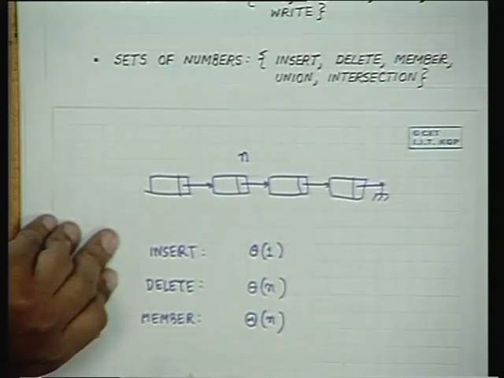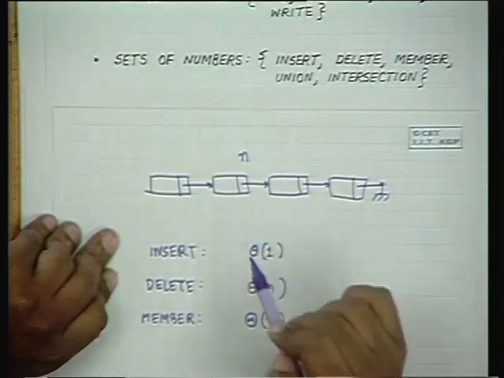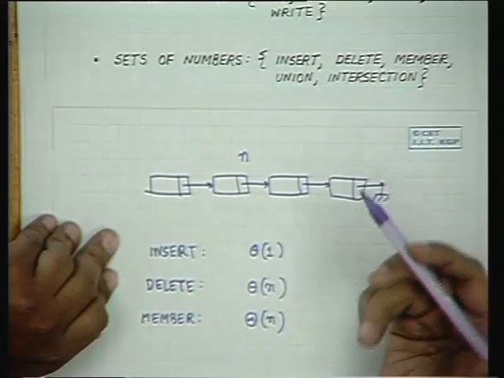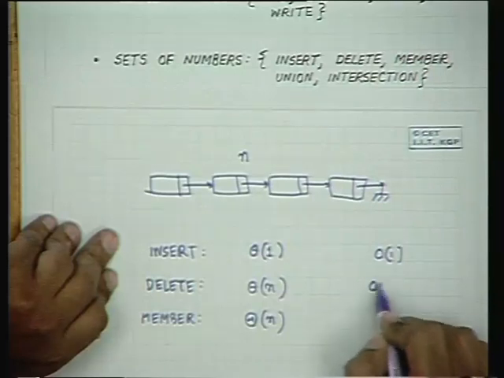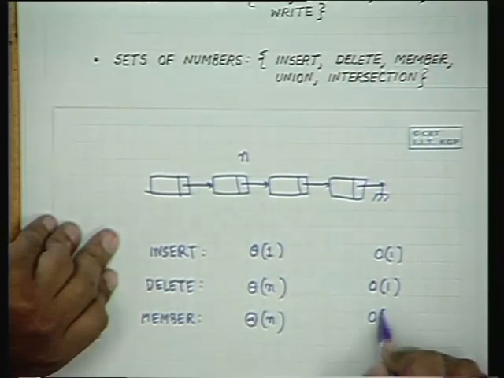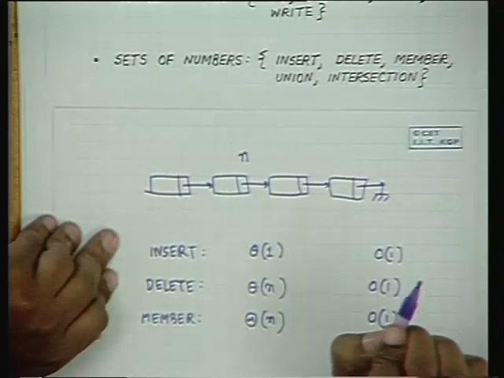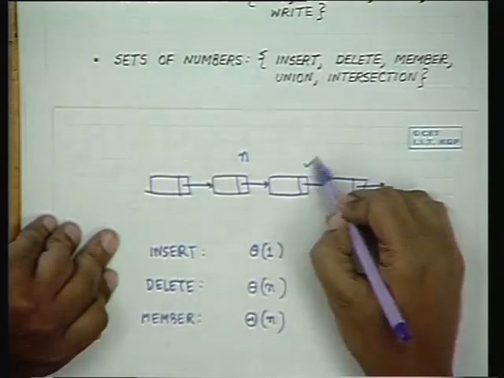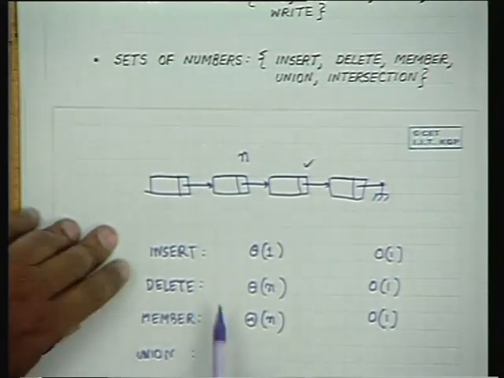On the other hand, if you knew the universal set and you represented it as an array of binary numbers, that is, as bit vectors, insert would take order one time, delete would take order one time, member would take order one time. Just accessing that element in that array, isn't it? How much time will union take in this case? And intersection. How will you find union?